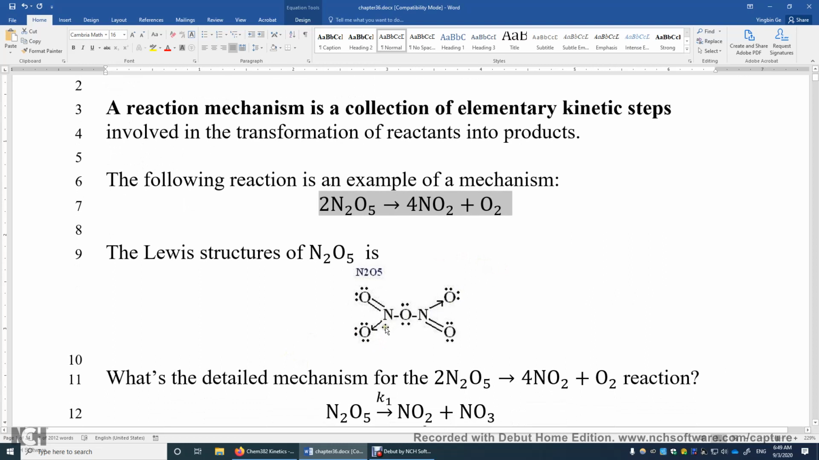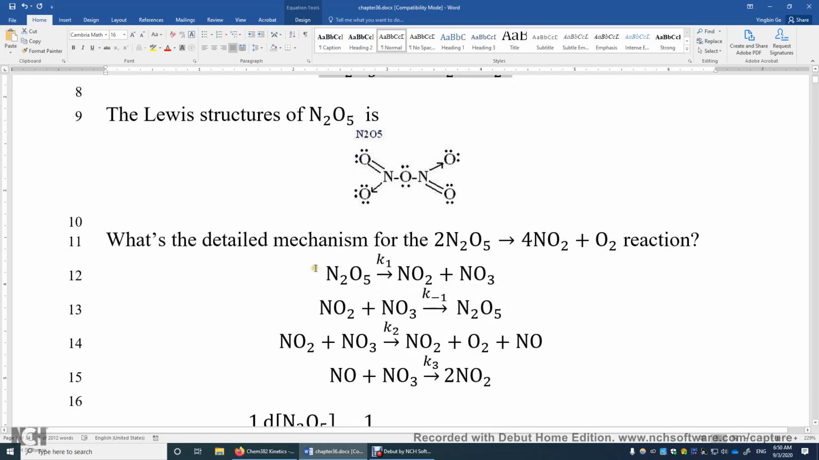Again, if you just imagine two such molecules collide with each other, it's very unlikely for this reaction to take place and form 4 NO2 and 1 molecular oxygen simultaneously. The probability is small. What's the chance of just breaking this bond and then breaking this bond and then forming a new bond between the two bridging oxygen atoms simultaneously? Again, the chance is small. So what's the more likely mechanism? It's right here.